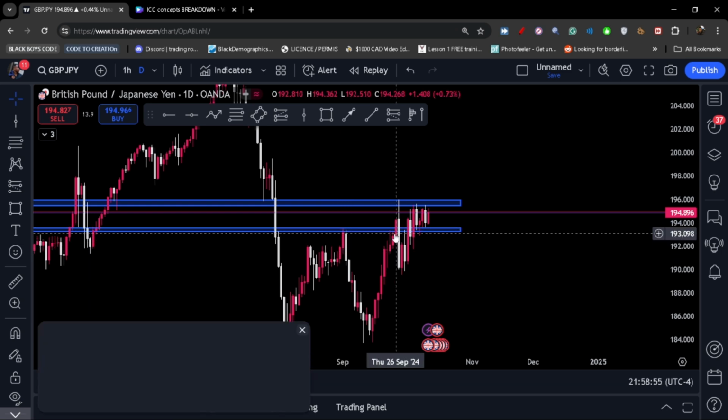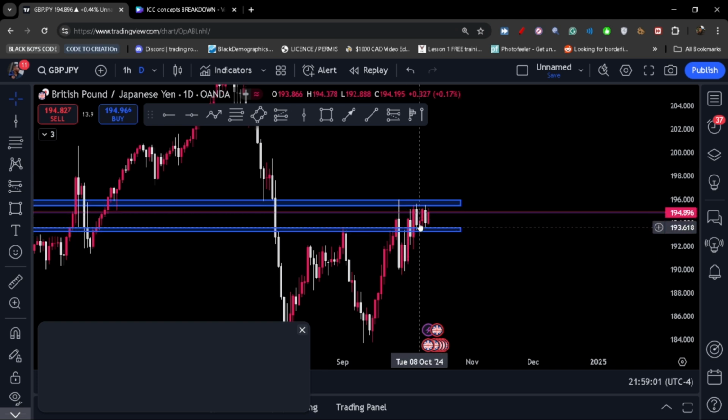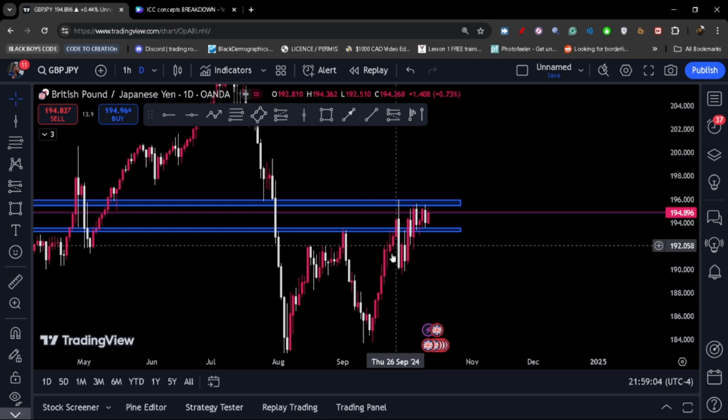So even though it kind of disrespected it here, it came back to respect it again. It disrespected it, but then came back to respect it continuously. So this is basically why I marked this up here.